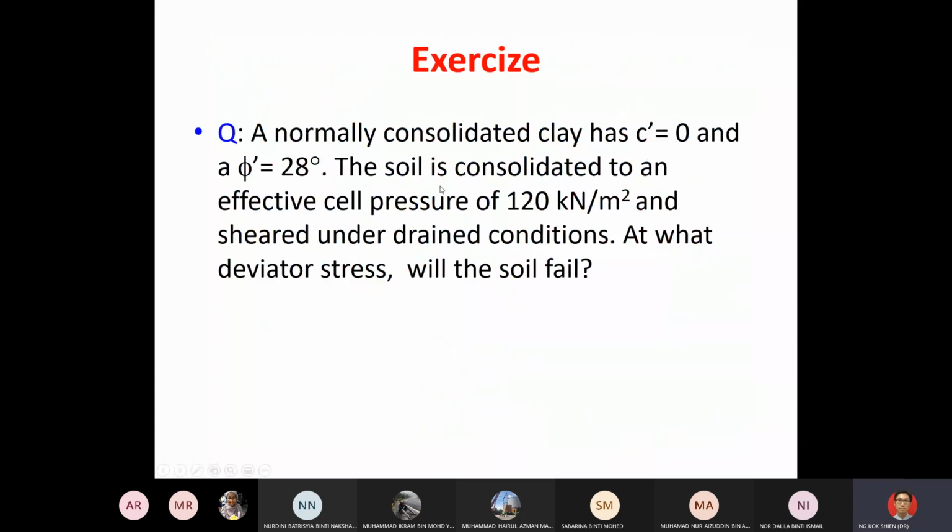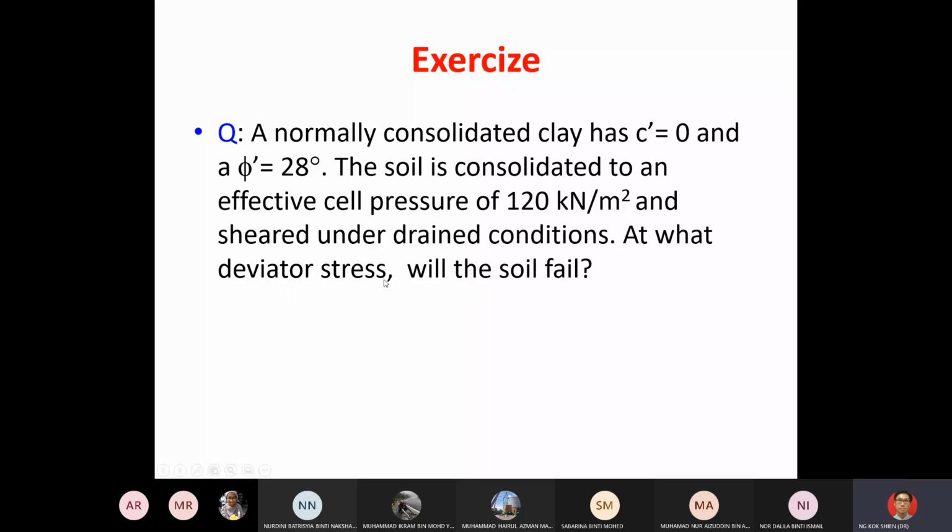Now, one exercise, a very simple exercise. A normally consolidated clay has C prime equal to 0 and phi prime equal to 28 degrees. The soil is consolidated to an effective soil pressure of 120 kilonewton per meter square, kilopascal, and sheared under drained conditions. At what deviator stress will the soil fail?